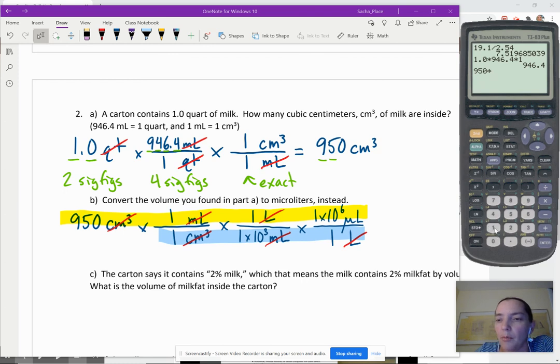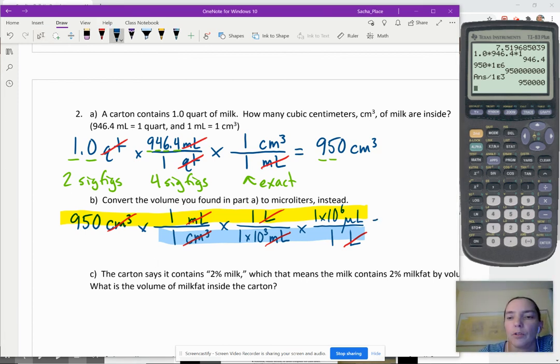So I'm going to go right ahead and multiply that by 1. Second function e, that means times 10 to the 6th. So that's everything on the top. I'm going to press enter. I've got my result. I'm going to divide by what's on the bottom, which is 1 times 1,000 times 1. So that's really 1,000, or 1 times 10 to the third. And I get this value here, which is 950,000.